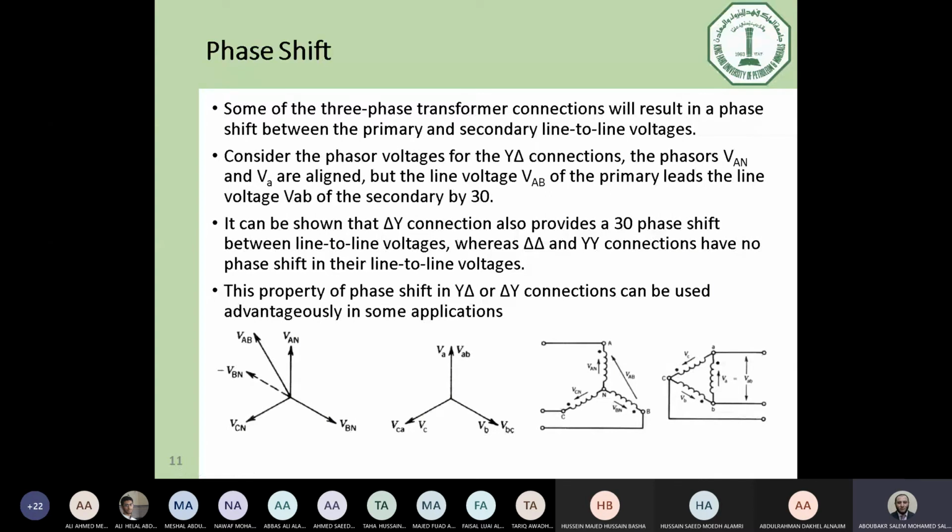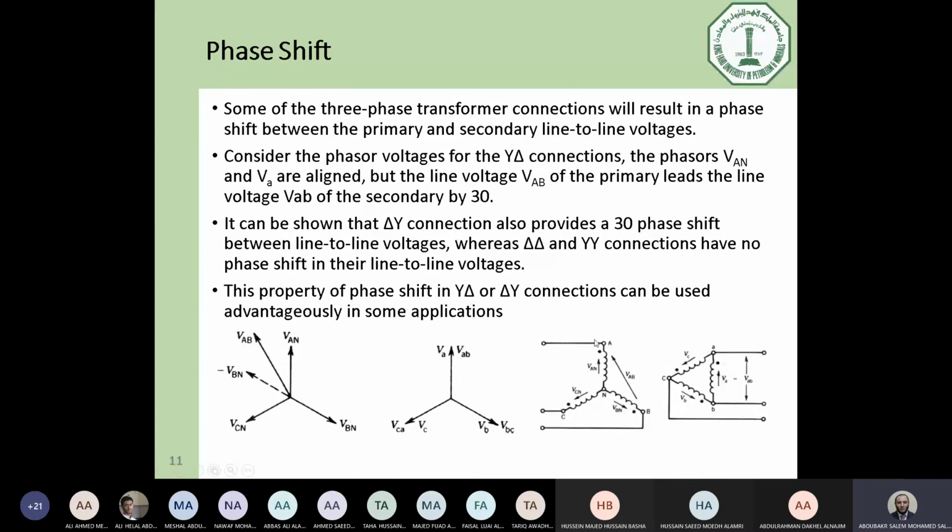There is one important note for transformers, and it's useful in some applications. This is called phase shift. Now, if we consider different connections for primary and secondary, if it is a star delta or delta star transformer, you will find this phase shift. However, for symmetry, the phase shift is 0 for a delta delta or a star star transformer. Why? Let's analyze this performance now to recognize why we have phase shift.